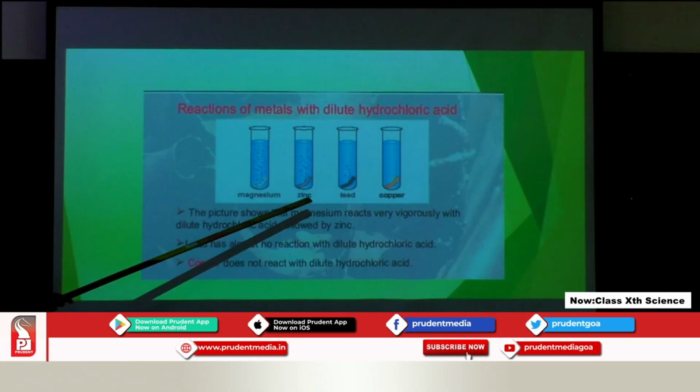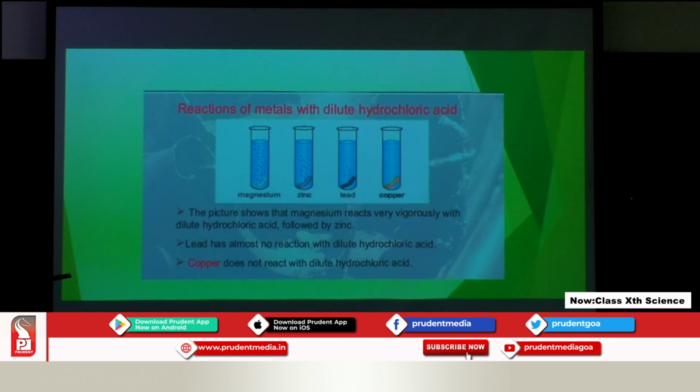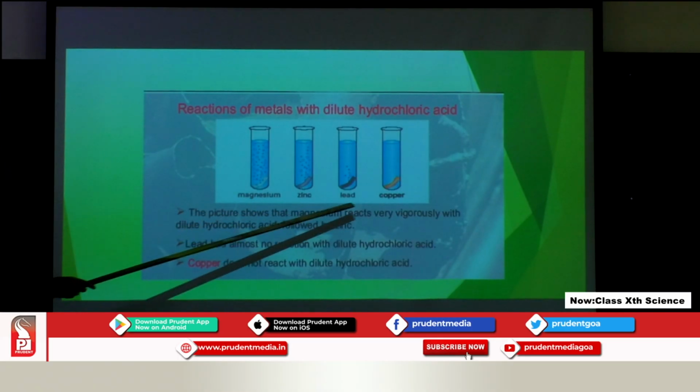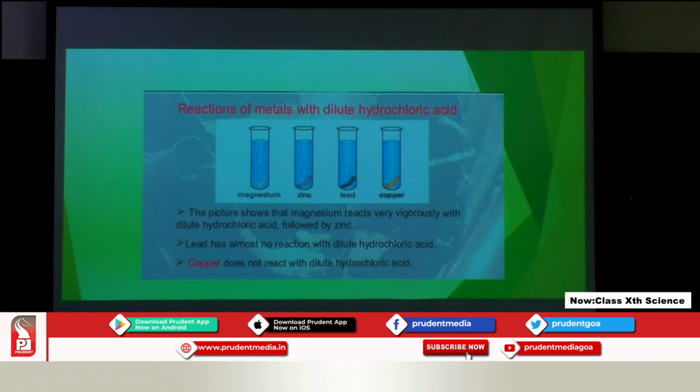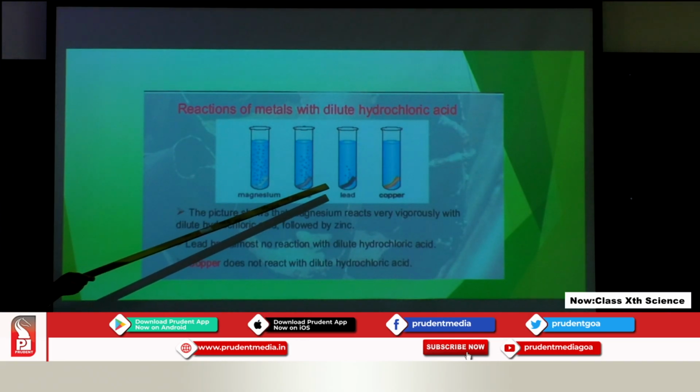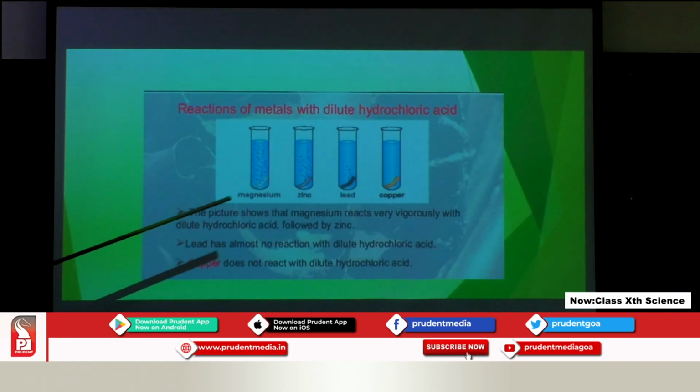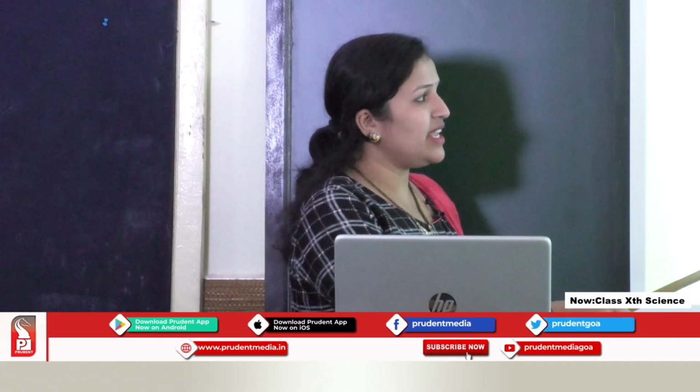In lead, we can say that there is no reaction occurring. In copper, there is complete absence of bubbles. In the case of lead, at least a few bubbles are released, but in the case of copper, no bubbles are evolved, which says that copper is not reacting with the dilute HCl. Out of all these, magnesium is very highly reactive as compared to the other metals, that are zinc, lead and copper.